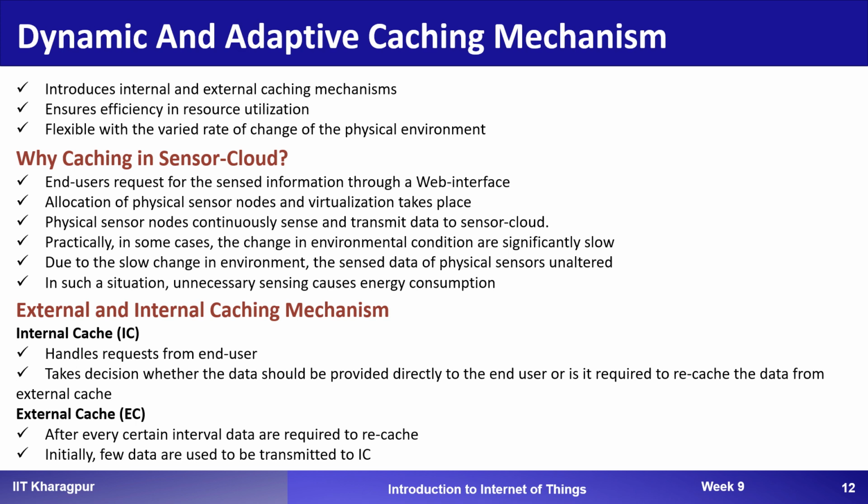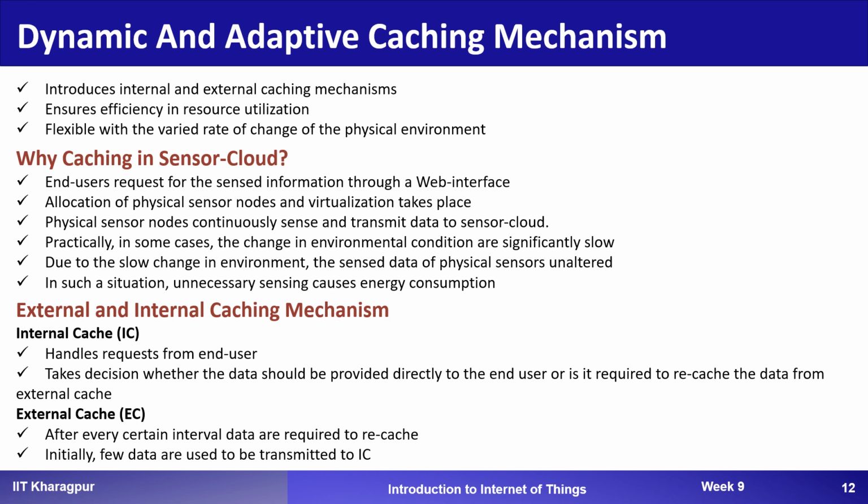Now, there are two types of caching mechanism present in sensor cloud. The first one is the internal cache and the second one is the external cache. The internal cache handles the requests of the end users, and it decides whether the data should be provided directly to the end user or whether it is required to recache the data from the external cache. And then the external cache: after every certain interval, data are required to be recached, and initially a few data are transmitted to the internal cache.